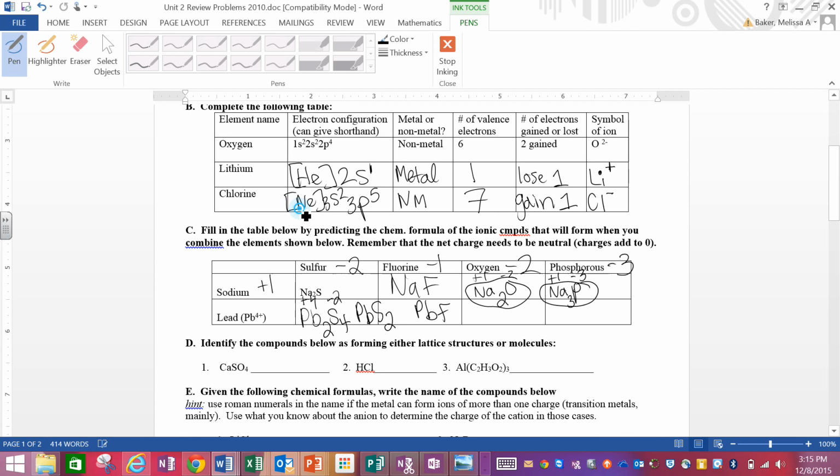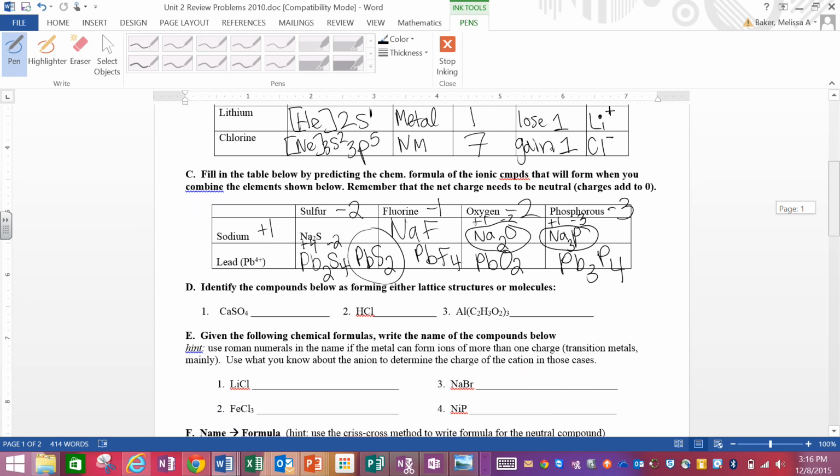Okay, so then following the pattern, it should be PbF4. It should be PbO2 again, very similar to the PbS2. And it should be for this last one, Pb3P4.